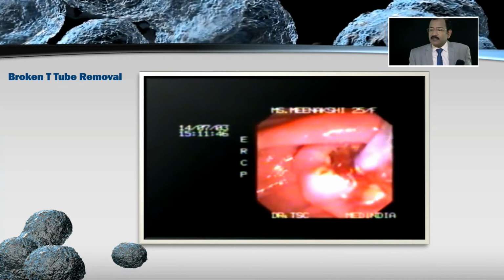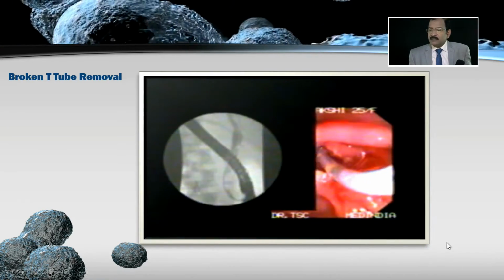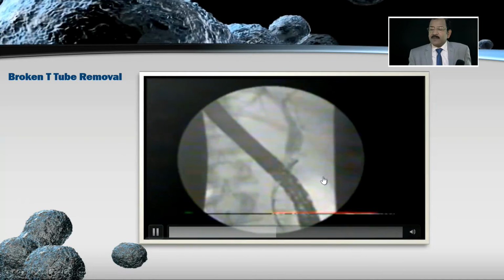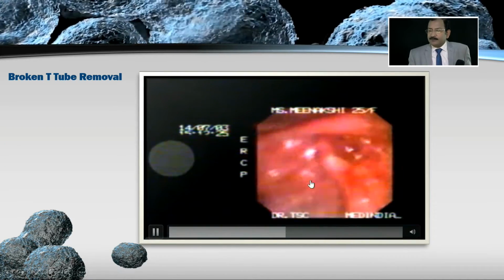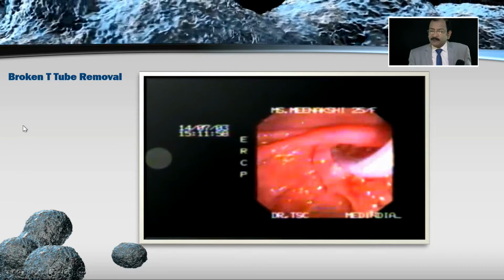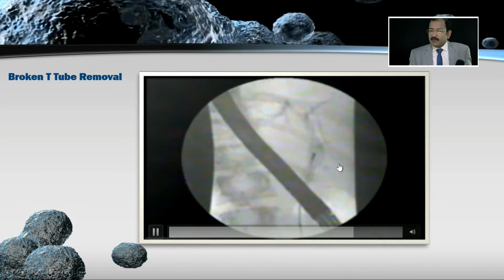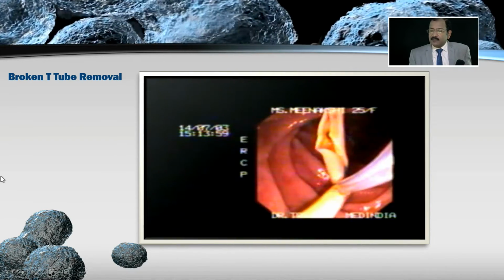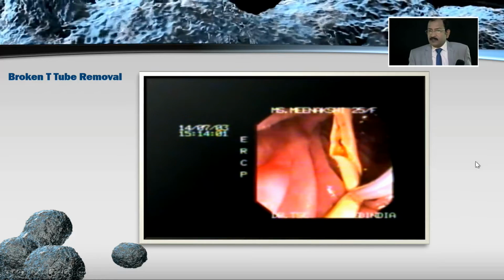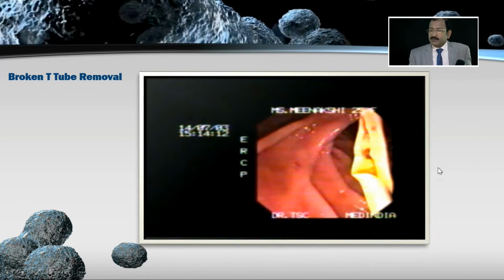Now you will put a Dormia basket, open the basket and try to trap the tube and pull it out. So this type of procedure can be performed, and it is very rewarding. Two or three times it failed, but ultimately on the last attempt it came out, and then the T tube is out. In this way a big laparotomy is avoided, so the patient is saved.